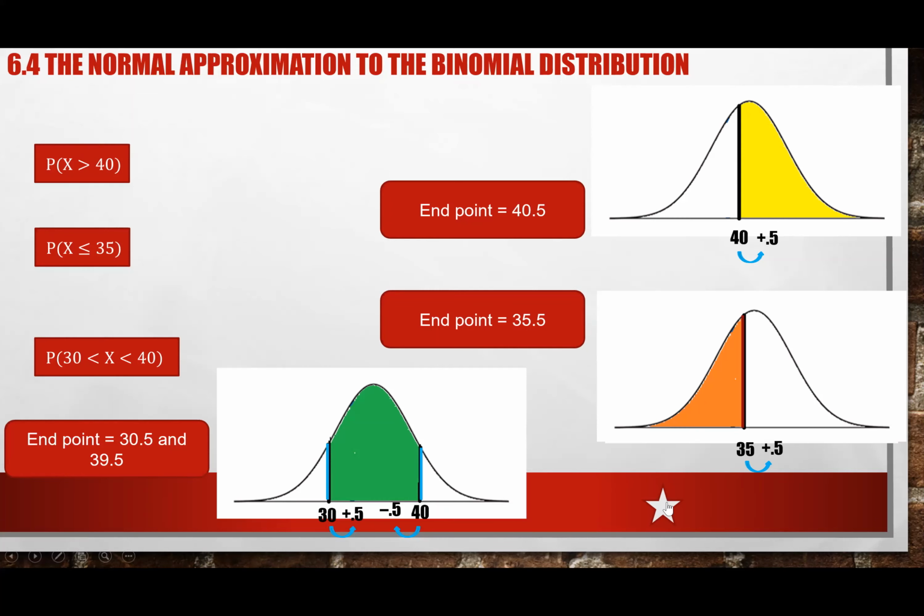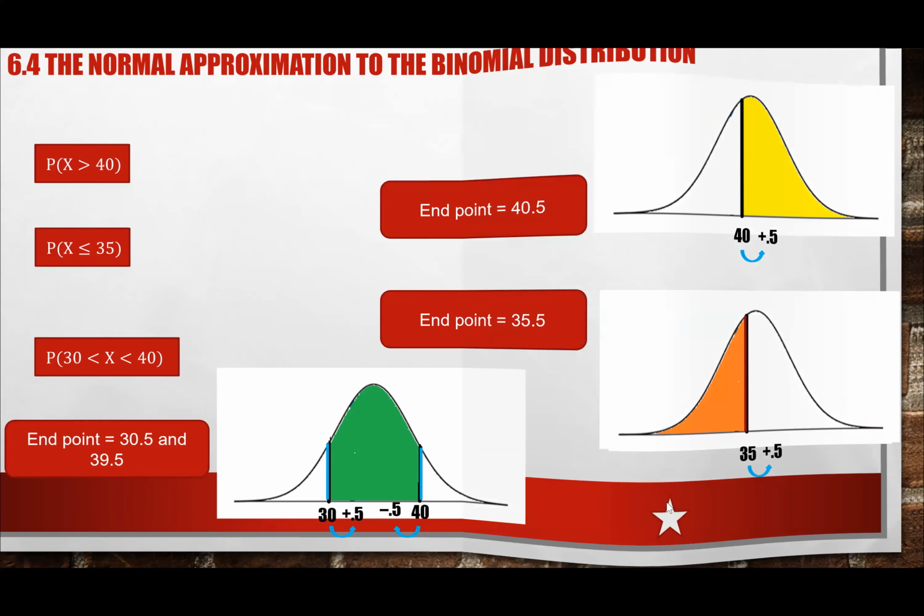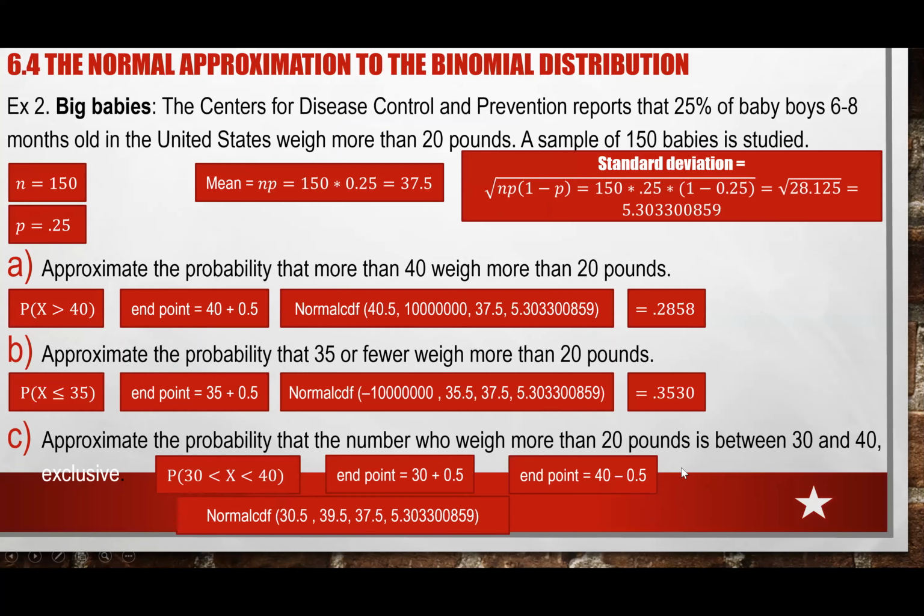So once I identify that, all you need to do is find the two endpoints and plug them into your normal CDF: normalcdf, a smaller endpoint, which is 30.5, and a bigger endpoint, which is 39.5. The mean is 37.5, and the standard deviation is 5.303, right? So looking at this item here, ladies and gentlemen, any question with A, B, or C?